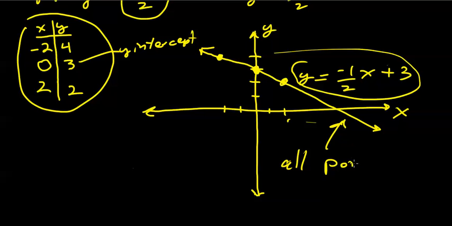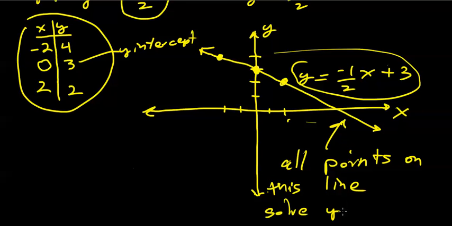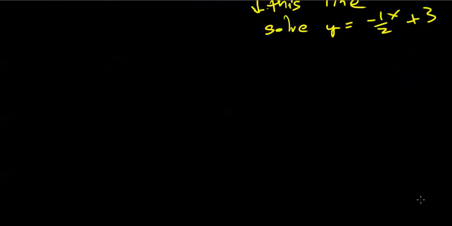All points on this line solve the equation y equals minus 1/2 x plus 3. Right, we've only listed 3 of them. There's infinitely many x and y corresponding values that will solve this equation. So really this graph is the solution set for the equation y equals minus 1/2 x plus 3. All right, let's do another one.